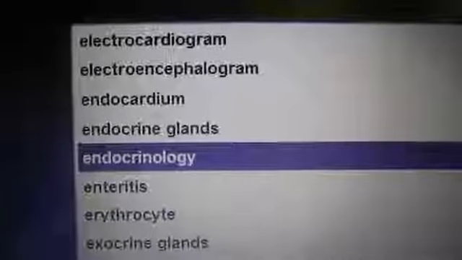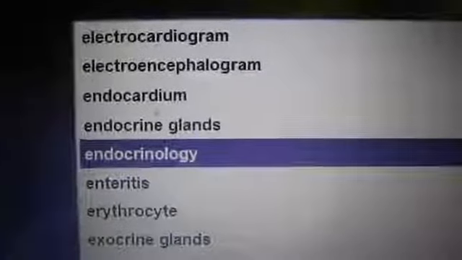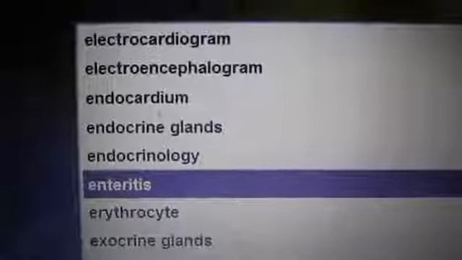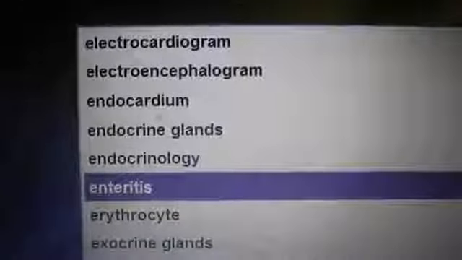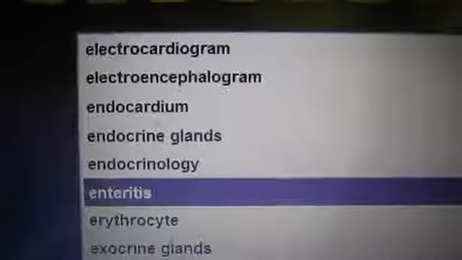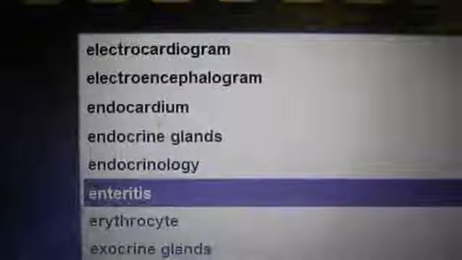Endocrinology. Endocrinology is the study of the endocrine glands. Enteritis. The combining form entero means intestines, usually the small intestine. Enteritis, then, is inflammation of the intestines.